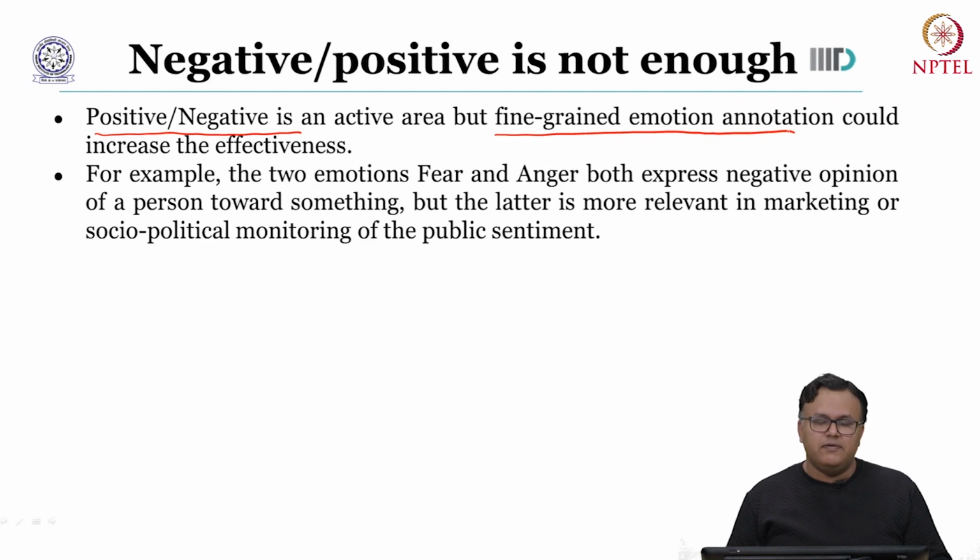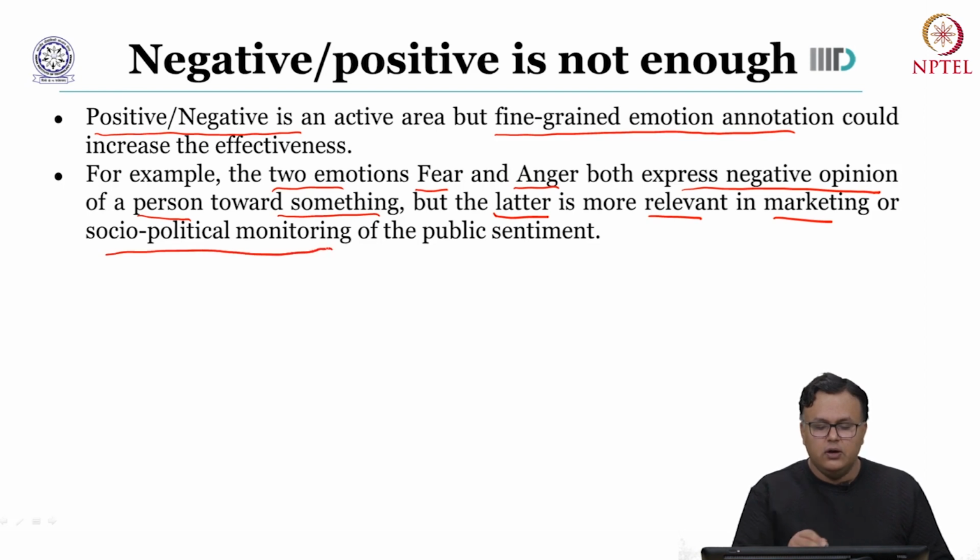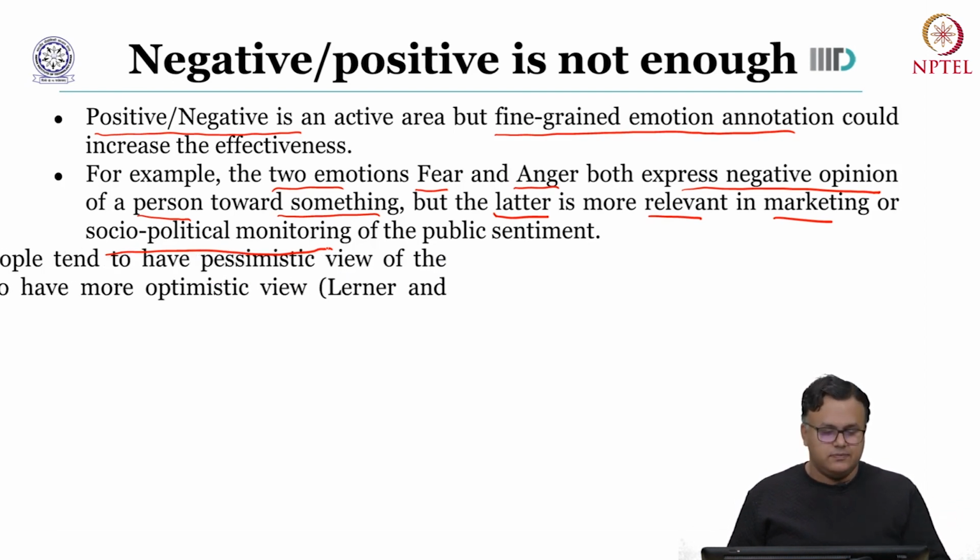Now, if we take an example, friends, for two emotions, fear and anger. Both of these express a negative opinion of a person, let's say, towards something. But the latter, anger, is more relevant in marketing or socio-political monitoring of the public sentiment, right? But both fear and anger are negative. That means we need to have a more fine-grained representation of emotion when we are looking at text.